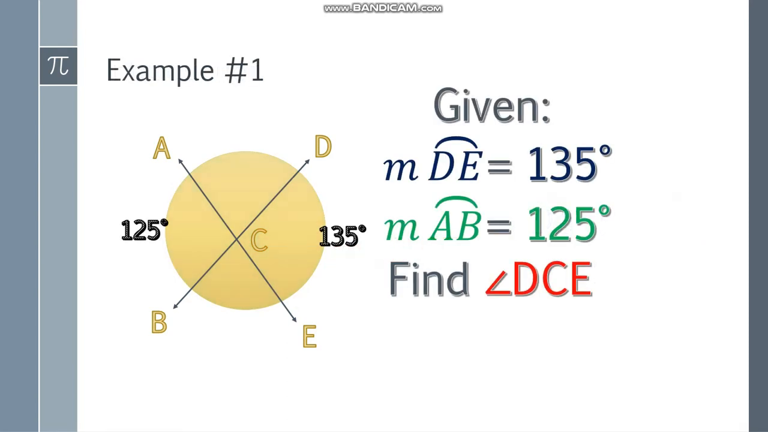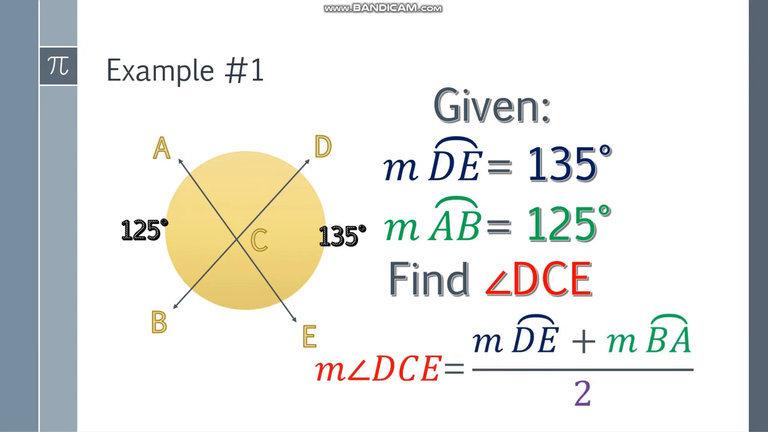So let's have the first example. We have the given: the measure of arc DE is 135 degrees, and the measure of arc AB is 125 degrees. We are asked to find the measure of angle DCE. How are we going to find that? First, we place the formula. To find angle DCE, that will be the measure of arc DE plus the measure of arc BA, and the answer to that one, you have to divide by 2.